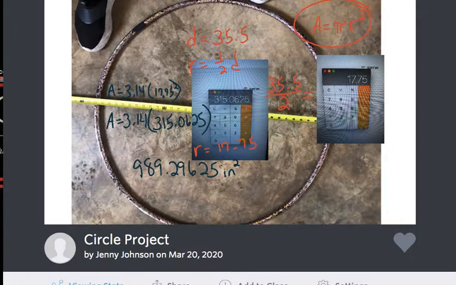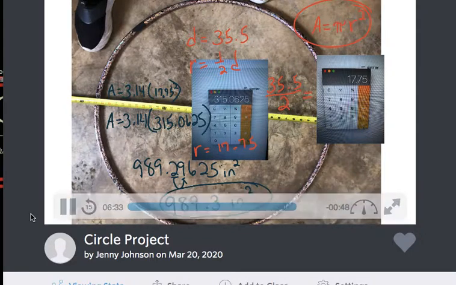Now I would want to round this number. Let's just round to 1 decimal place. So my circle is approximately 989.3 inches squared.